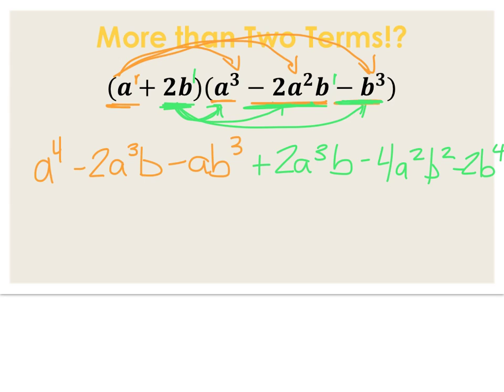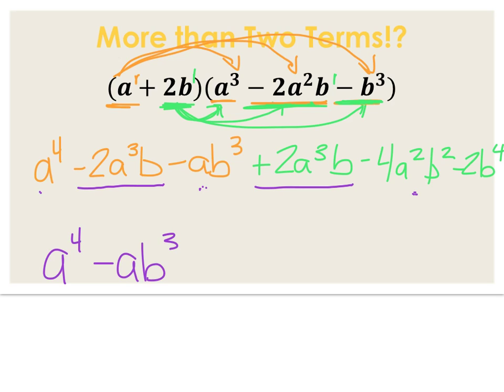Now I'm looking for like terms, anything that I can combine. I see that this is a to the third and b. This is also a to the third with 1b, so I can combine them. This is a to the fourth power, and nothing else has a to the fourth power, so I can't combine that with anything. This guy is just a to the first power, and nothing else has a to the first power, so I can't combine him with anything. So I'm just going to bring him down.